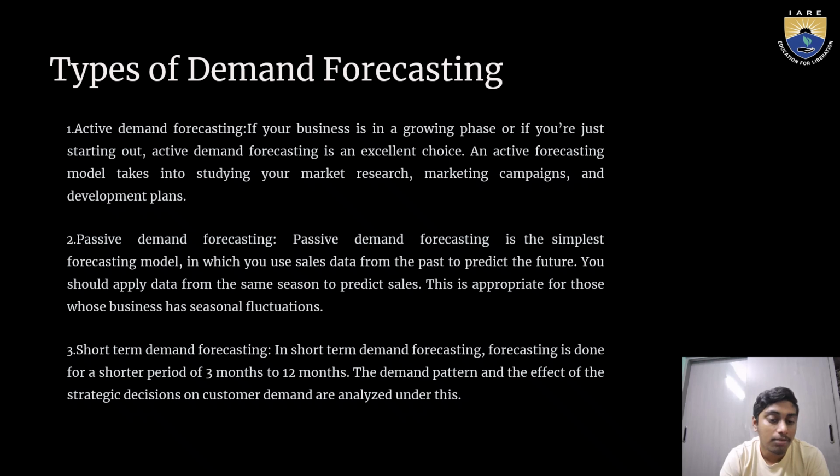Third one is short-term demand forecasting. Here, forecasting is done for a shorter period of 3 months to 12 months. The demand pattern and the effect of the strategic decisions on customer demand are analyzed under this.